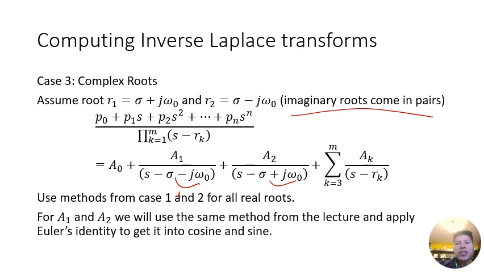Now we can use the same method we applied for the real case, except now we're going to have to use Euler's identity in order to convert this into a sine and cosine form, which is what the book is typically looking for and what we're going to be looking for in this class.